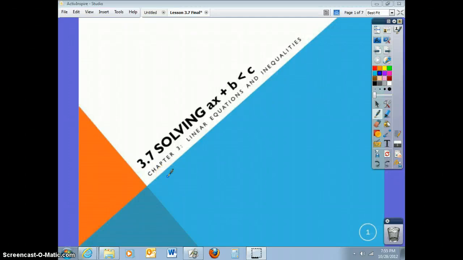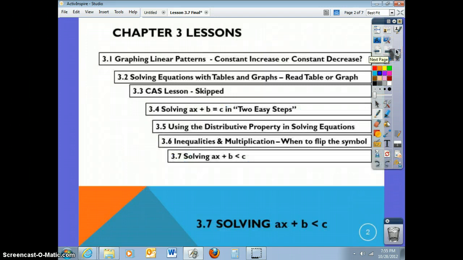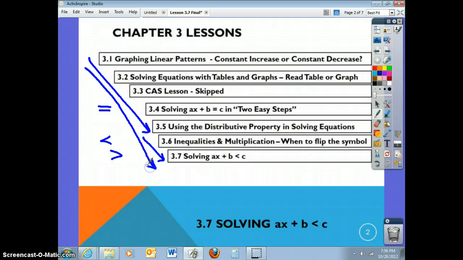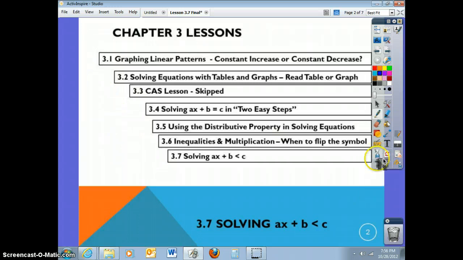Going to do lesson 3.7, which is solving ax plus b is less than c, an inequality. Lessons 3.1 through 3.5 had to do with equalities. Lessons 3.6 and 3.7 had to do with inequalities, but you'll see that many of the properties in 3.1 through 3.5 apply to inequalities as well. There are a couple of special situations, and we'll point those out when they come up.